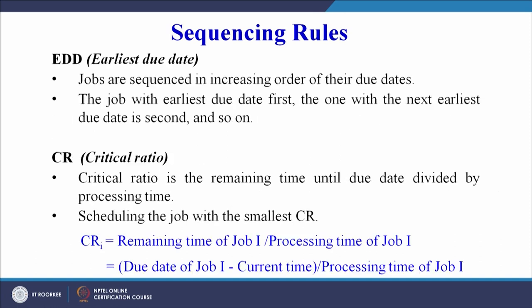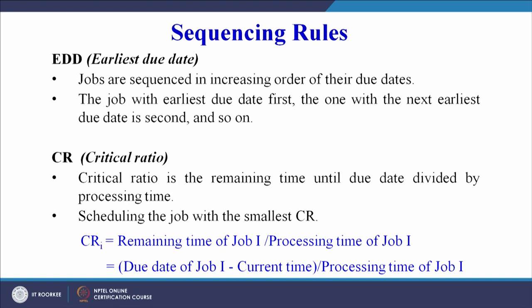The third one can be the earliest due date, as we have seen that one of the important criteria for deciding the priority rules is the due date. We don't want to delay our due date, or we don't want to invoke the penalty clause. So we would definitely like to honor the due date, and we can focus on those jobs for which the due date is approaching fast. So jobs are sequenced in increasing order of their due date.